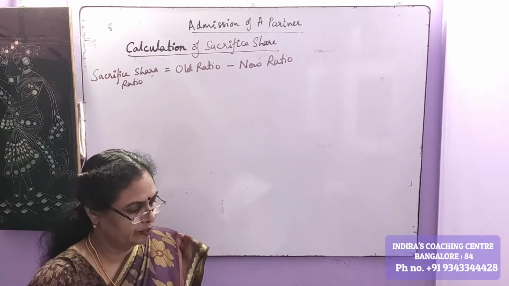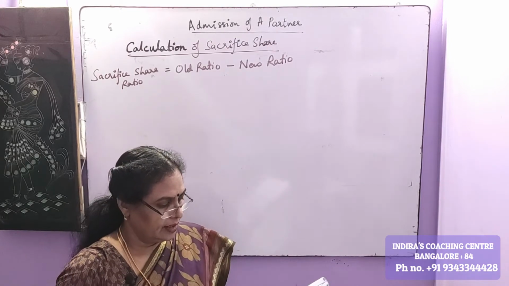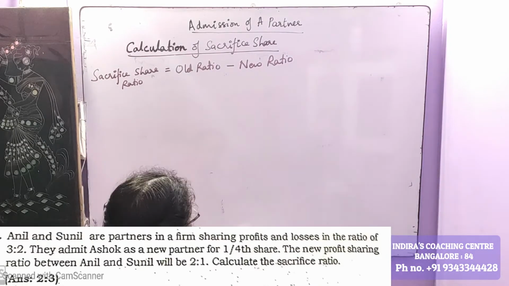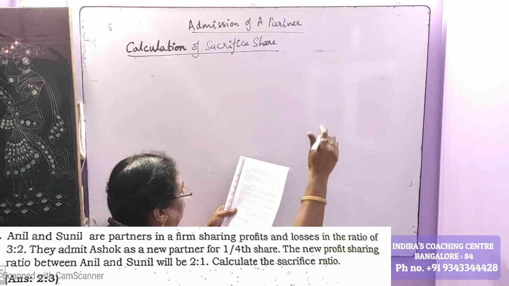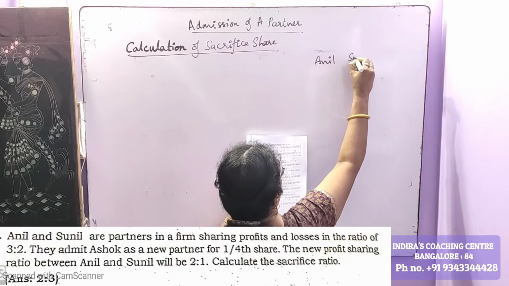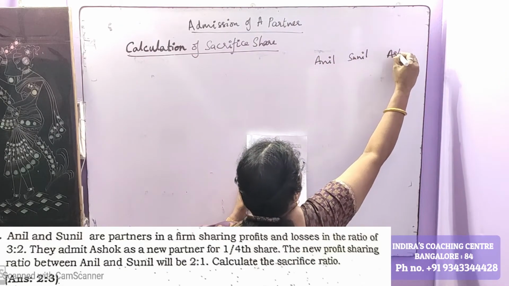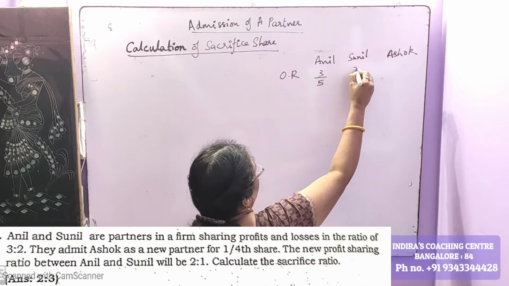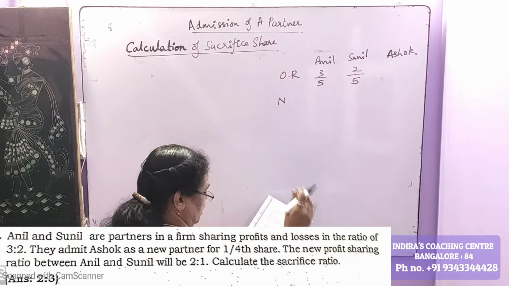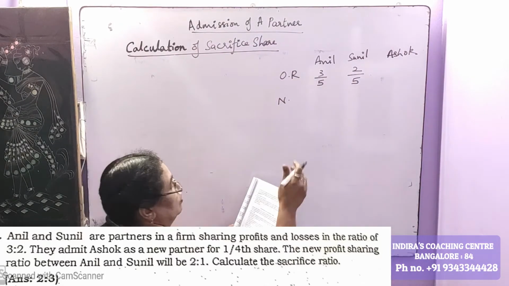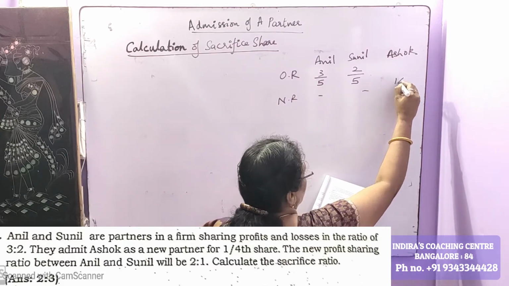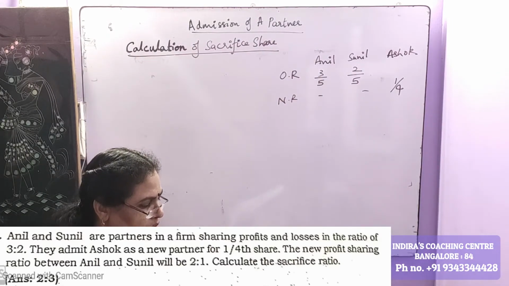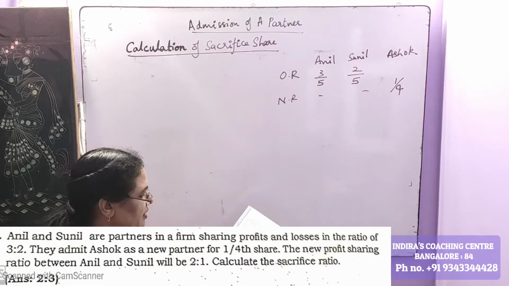The next possibility, one case is over. Let me take up the next case. We will see what is given here. Anil and Sunil are partners in a firm sharing profits and losses in the ratio of 3 is to 2. Anil, Sunil, Ashok. Old ratio is 3 is to 2, that is 3 by 5, 2 by 5. Ashok's new ratio is given as 1/4. The new profit sharing ratio between Anil and Sunil will be 2 is to 1. Calculate the sacrifice ratio.